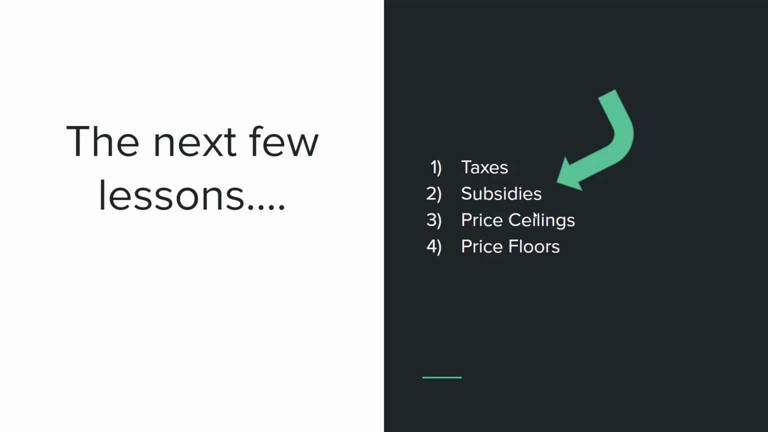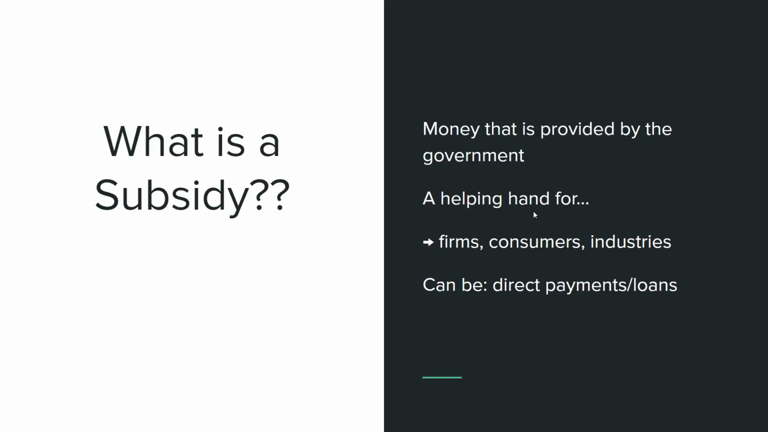So subsidies. What is a subsidy? A subsidy is money that is provided by the government. It's also called a grant, and it's a helping hand for many different types of groups. For example, firms, consumers, industries, markets, and these can be direct payments or loans.